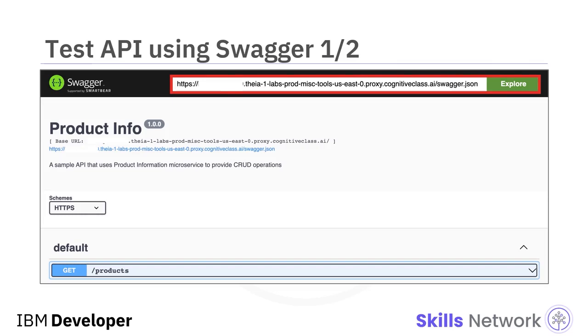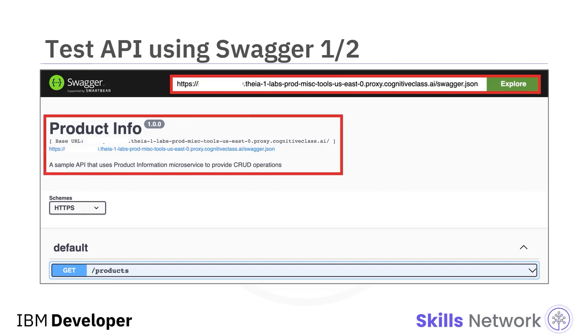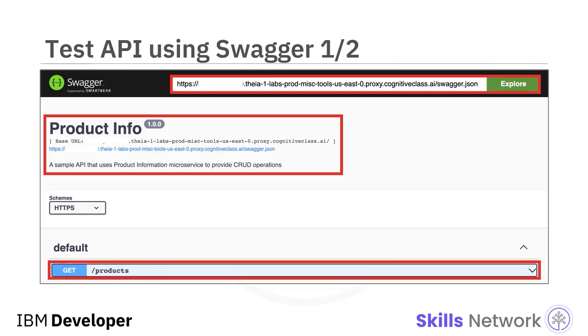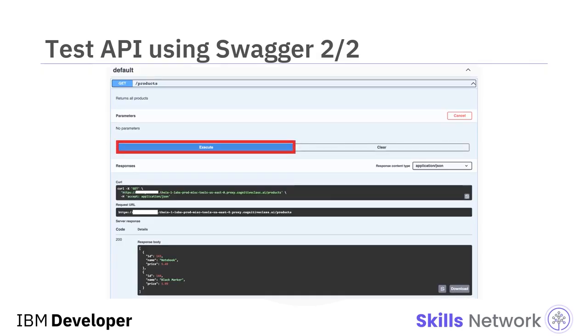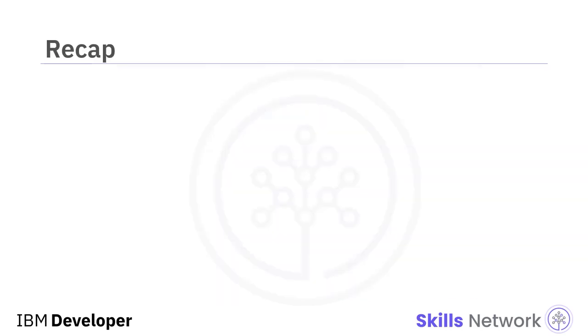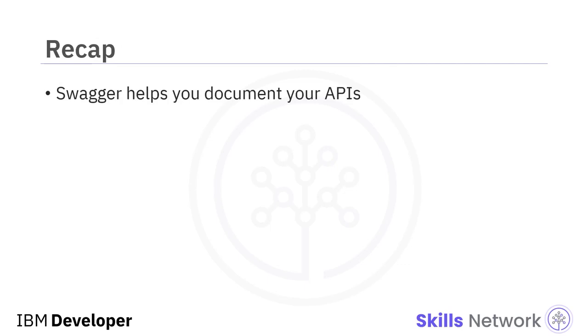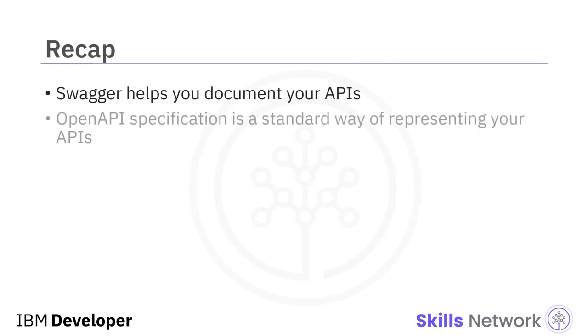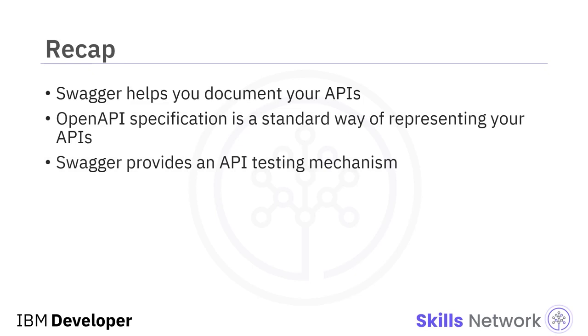You can use the UI to test your API, and that is the key benefit of using Swagger. In addition, it allows consumers to get more details about your API, the supported functions, requests, and responses. It also displays content from the product info section. It displays the only available method, a get, to retrieve all products. You can then execute that endpoint and see the outcome, which in this case is the list of products. In this video, you learned that Swagger helps you document your APIs. The Open API specification is a standard way of representing your APIs. And Swagger provides a mechanism for testing your APIs.